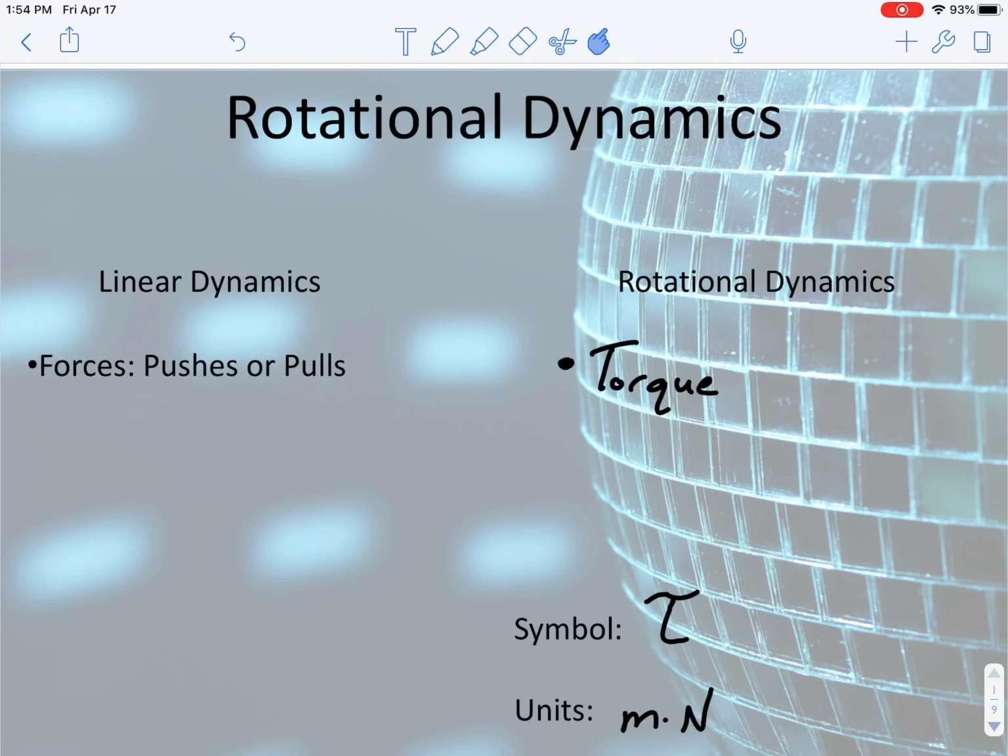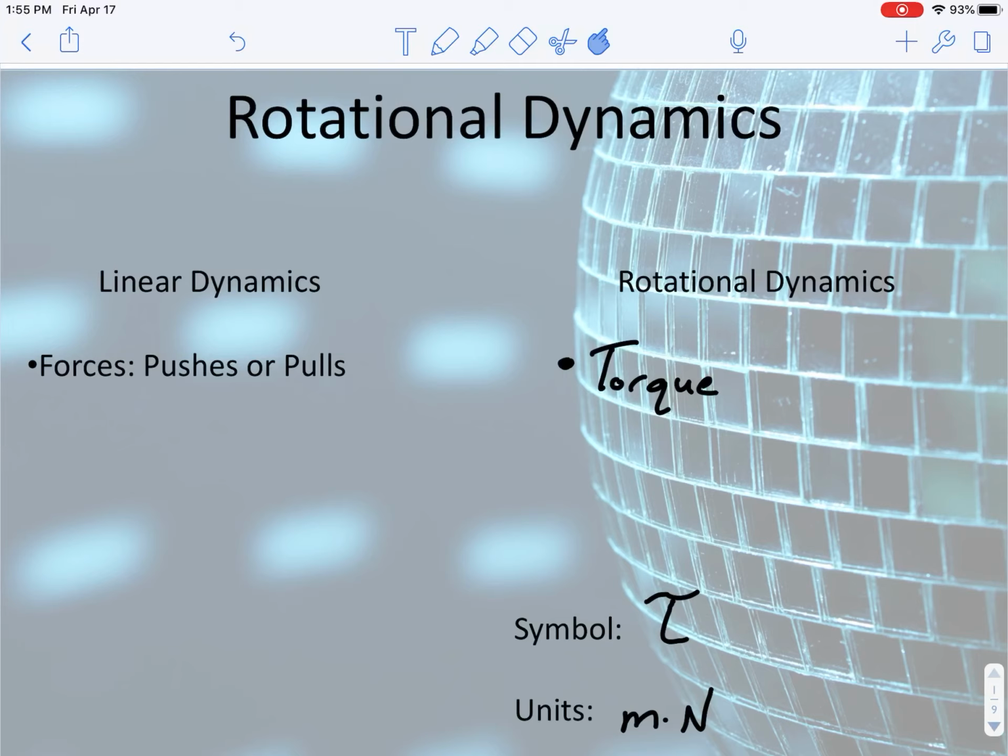In my previous video, I gave you an example of how to deal with torque and what that looks like in real life. Now let's talk about some definitions. When we did linear dynamics and we wanted to talk about changing the velocity of an object, we dealt with forces, pushes or pulls. If there was a net force acting on an object, that would change the velocity of the object and we would get acceleration.